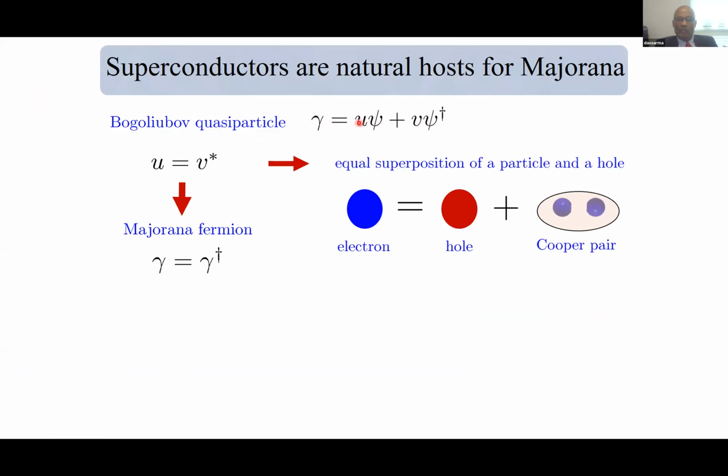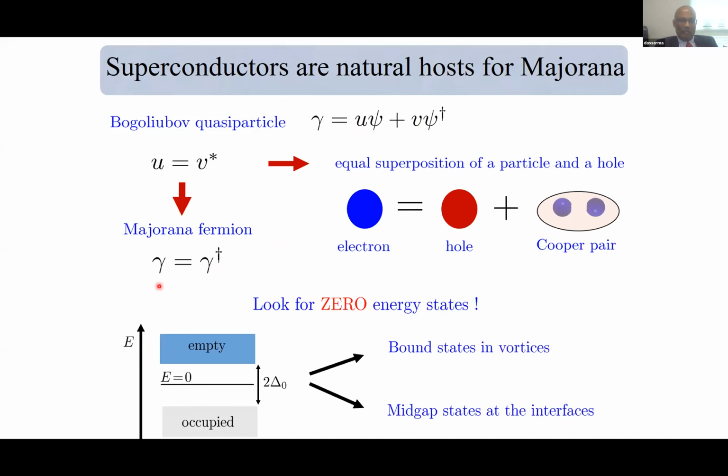It's a mixture of an electron and a hole in the gap. So a mixture of electron and a hole means it's already kind of a Majorana. So you have a linear combination of an electron operator and a hole operator, or electron destruction operator and its adjoint. If you can make u equal to v star, then gamma is equal to gamma dagger. That means it's self-adjoint, and that is a Majorana operator. So all you need to do is find a superconductor where u is equal to v star.